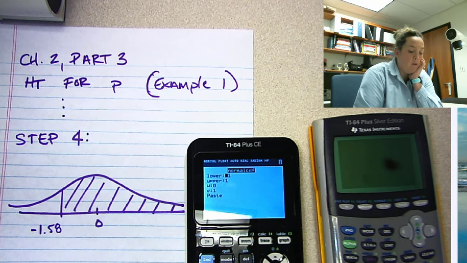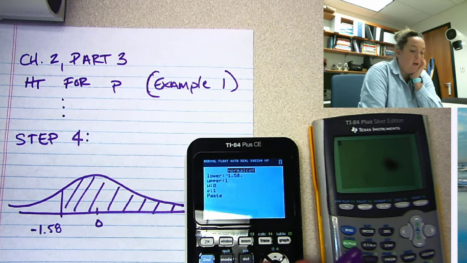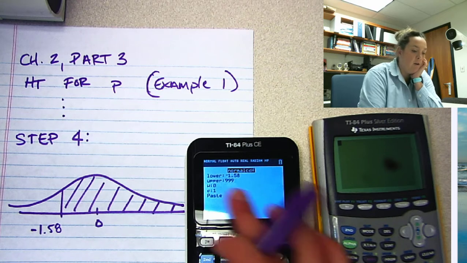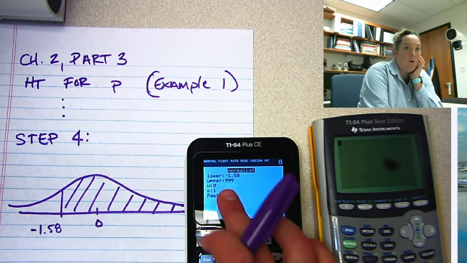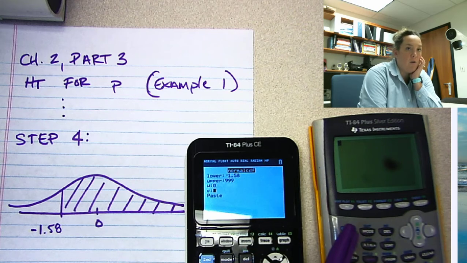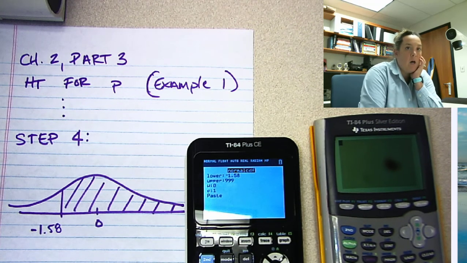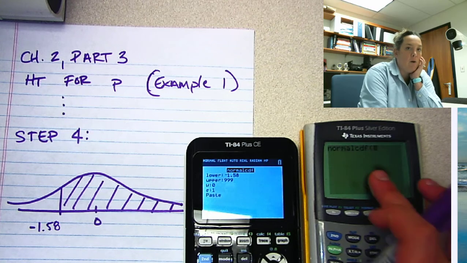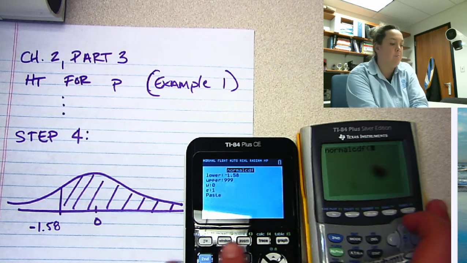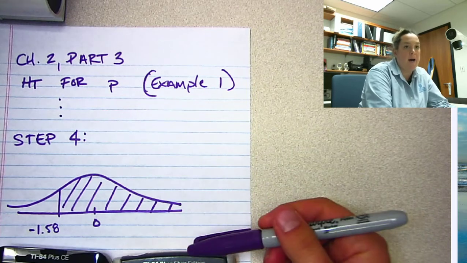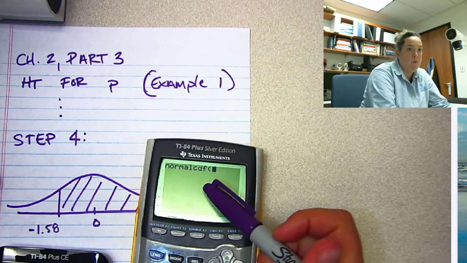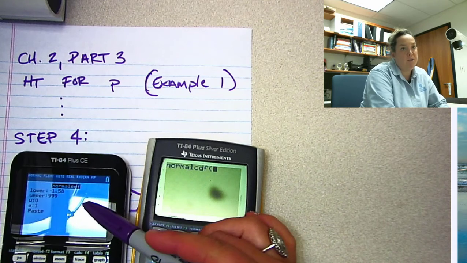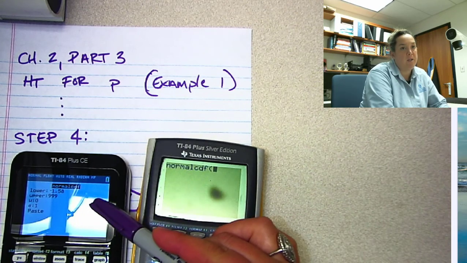And in the video I talk about using negative 1.58 and then an upper bound of positive infinity, which we equate to 999, and then leaving mu as 0 and sigma as 1 and going down to the paste option. On the right, you might have a calculator like this, so you get to the same options as the one on the left. But here, when you get to the normal CDF option, you do not have a prompt for a lower and upper bound like you do in this calculator to the left.